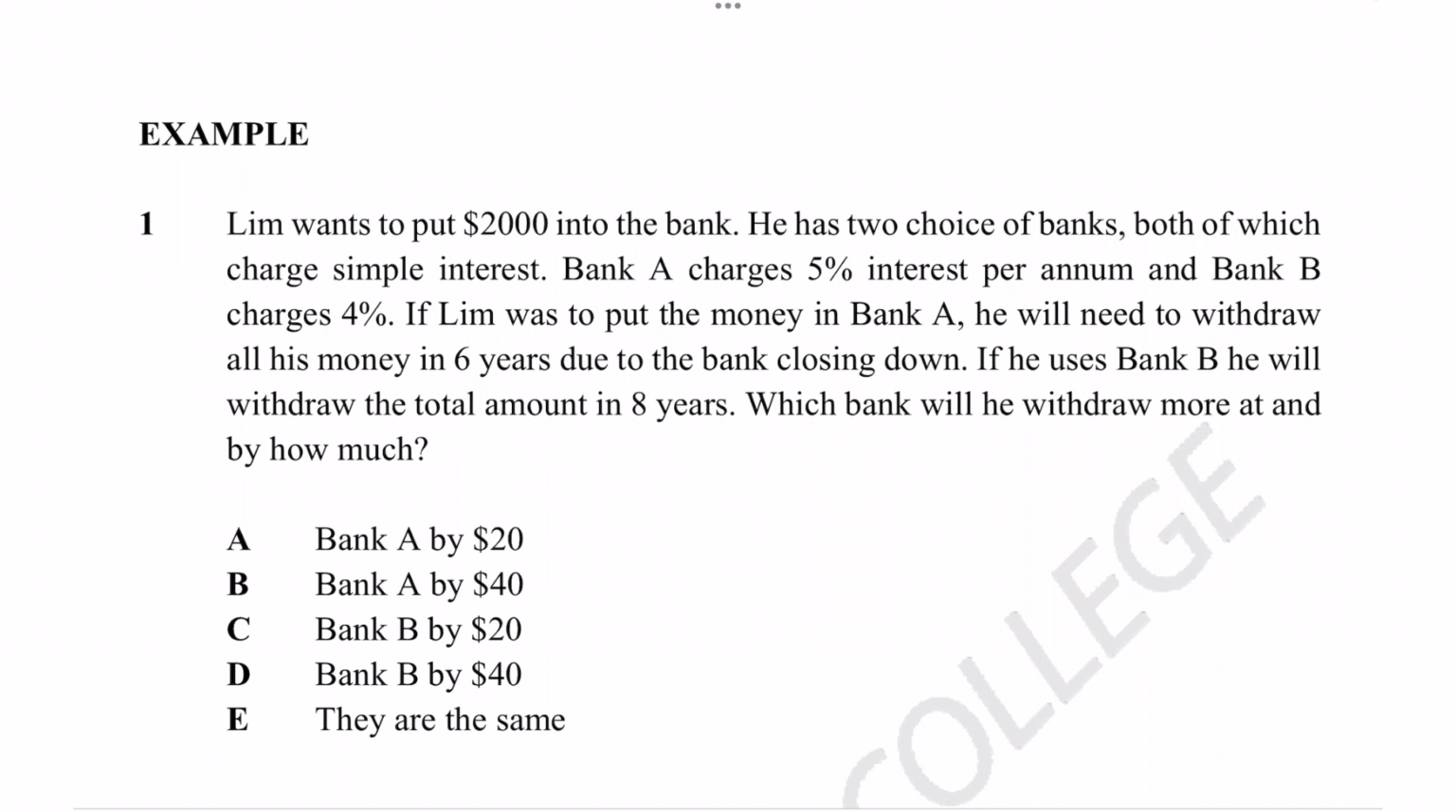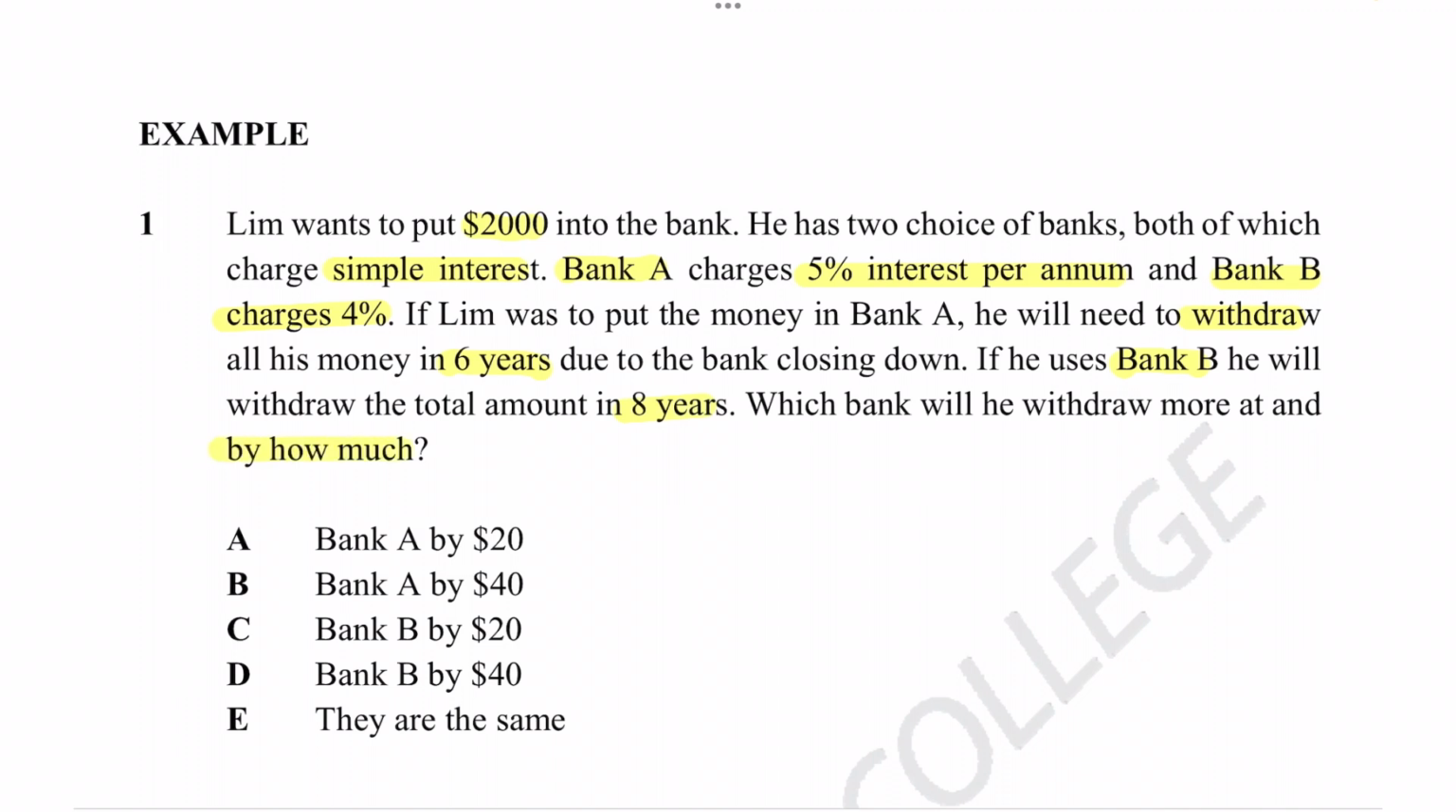Sample 1. Lim wants to put $2,000 into the bank. He has two choices of banks, both of which charge simple interest. Bank A charges 5% interest per annum, and Bank B charges 4%. If Lim wants to put the money in Bank A, he will need to withdraw all of his money in 6 years due to the bank closing down. If he uses Bank B, he will withdraw the total amount in 8 years. Which bank will he withdraw more at and by how much?